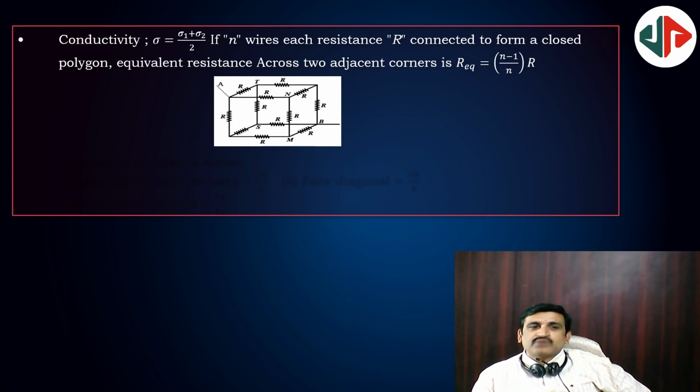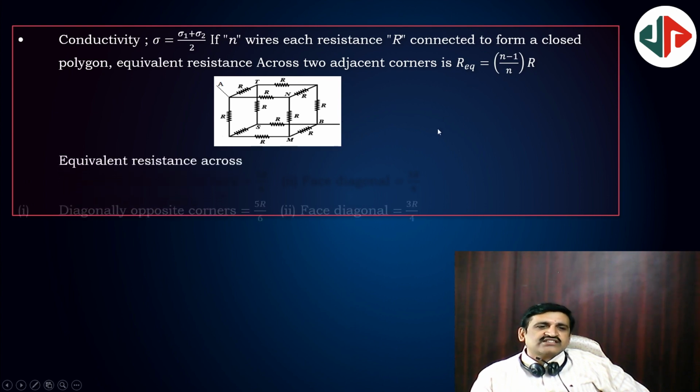If n wires each of resistance R are connected in the form of a closed polygon, equivalent resistance across two adjacent corners is R equivalent is equal to n minus 1 by n into R. So R equivalent is n minus 1 by n into R, and all are R's. Then adjacent corners, this is the answer.